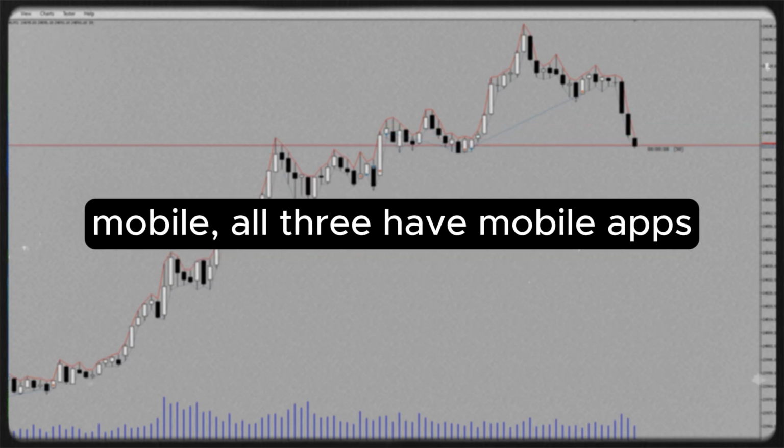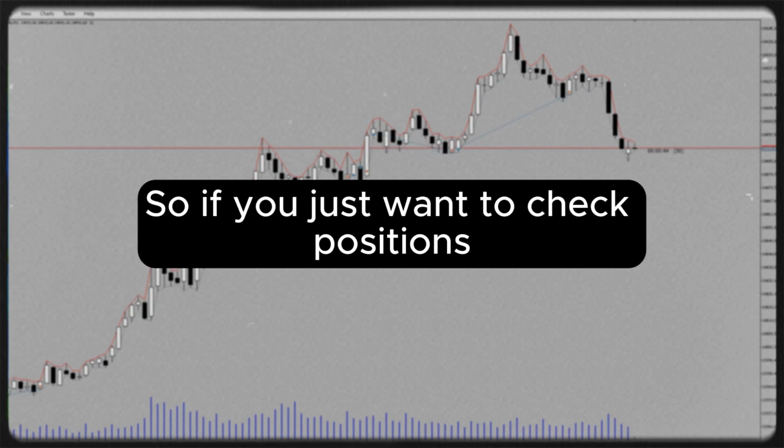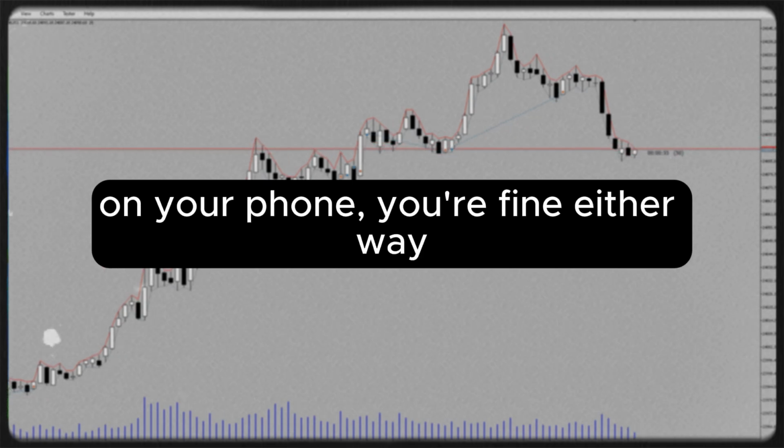Now mobile. All three have mobile apps. So if you just want to check positions on your phone, you're fine either way.